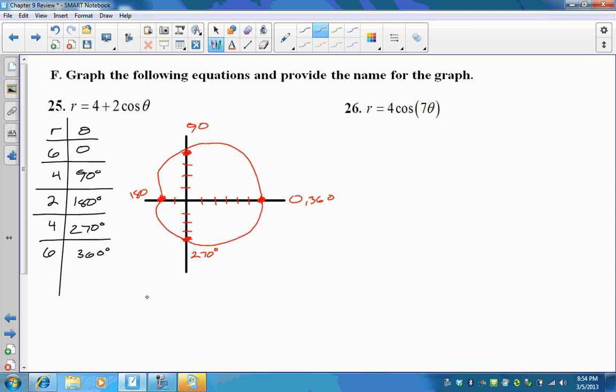And this is called a limacon with no loop. You have a limacon with a loop, and you have a limacon without a loop. This is the one without.